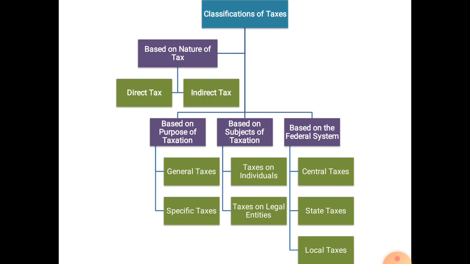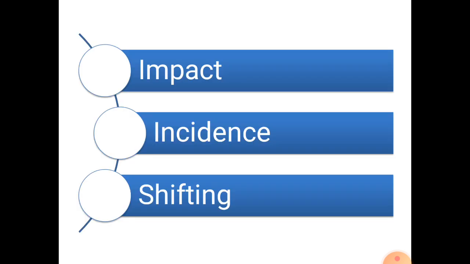Next, to understand the concept of indirect taxes, it is essential to know the meanings of certain basic terms, that is impact, incidence and shifting. What is impact of a tax? It is on the person who bears the money burden in the first instance. It refers to the immediate burden of the tax and not to the ultimate burden of the tax.